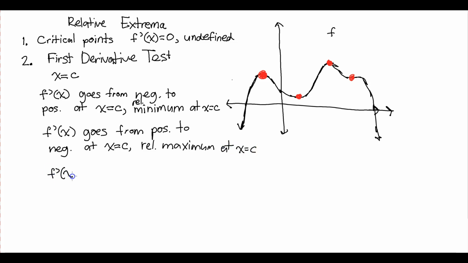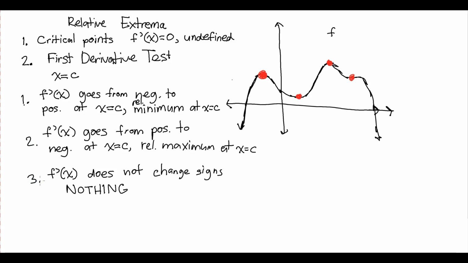And if f prime of x does not change signs, it's not a maximum nor a minimum. That point is a dud. It doesn't tell you anything. It's just a point where the derivative happens to be 0. And the reason for this is that if we look at each of these cases.